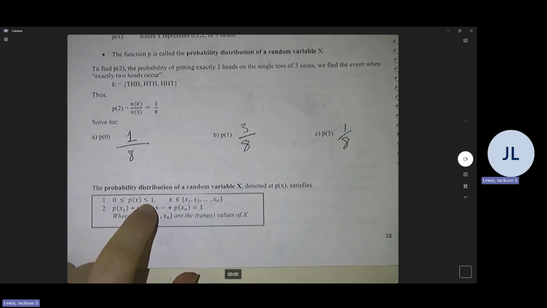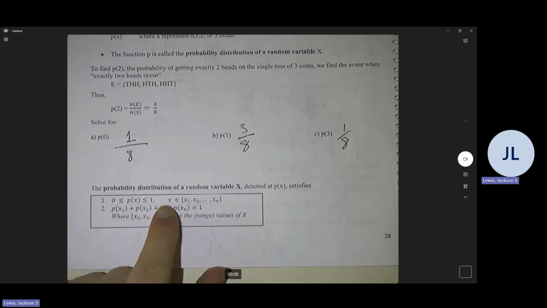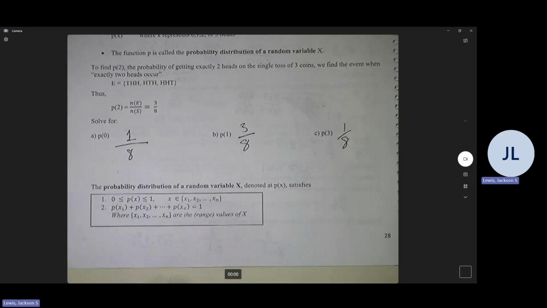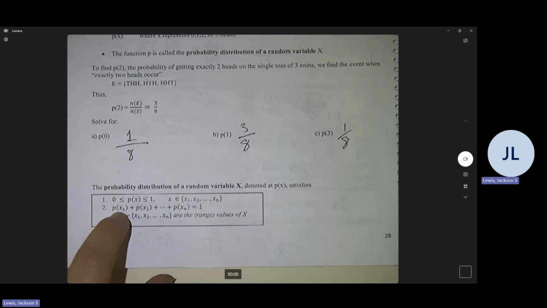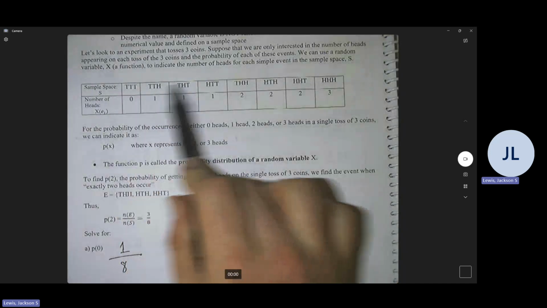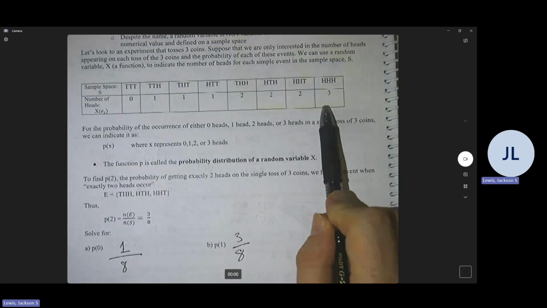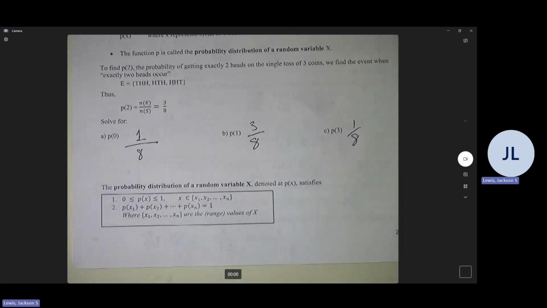The probability is going to be a fraction between 0 and 1. It could be equal to 0 or it could be equal to 1. And x is listed out with this amount of probabilities. The sum of all of the probabilities is 1, where the x1, x2, through xn are the range of values of x, right? I add them all up. Probability of 0 plus probability of 1 plus probability of 2 plus probability of 3, and that gives me 100% there.